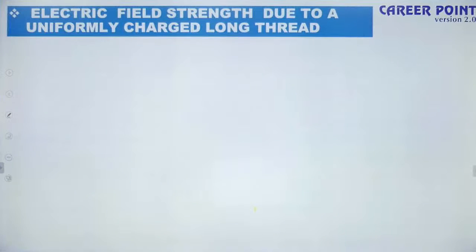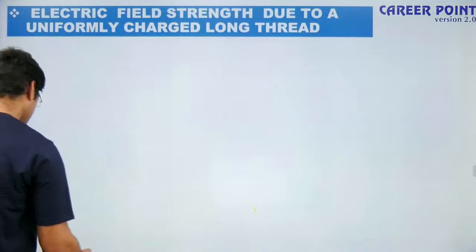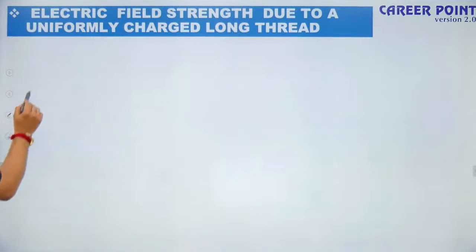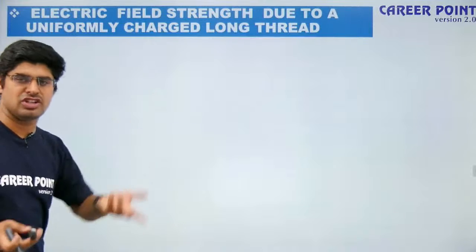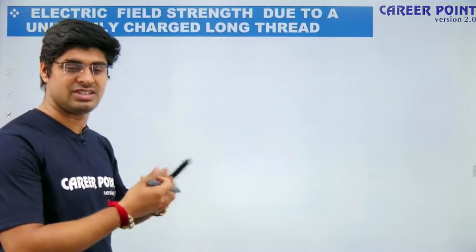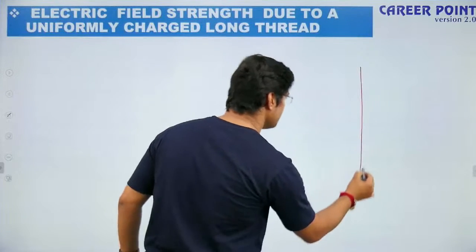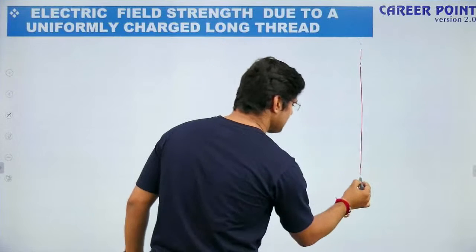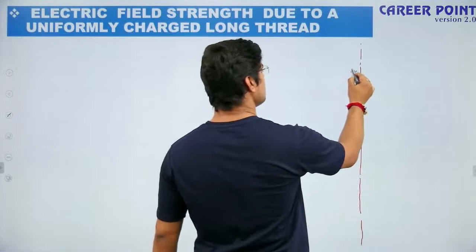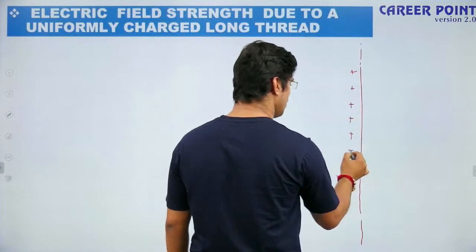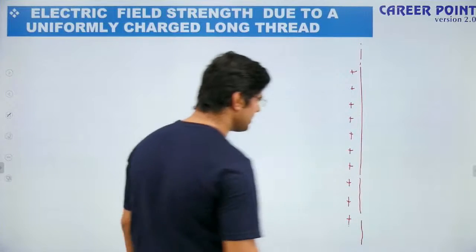Let's proceed. Electric field strength due to a uniformly charged long thread. What are we supposed to write in this? How to find this? Long thread means infinite thread because they are not specifying the length. So long thread for us will actually become an infinite thread. So let's take a positively charged thread like this, where the length is not finite. So this will be like this. All over the rod positive charge is placed like this.